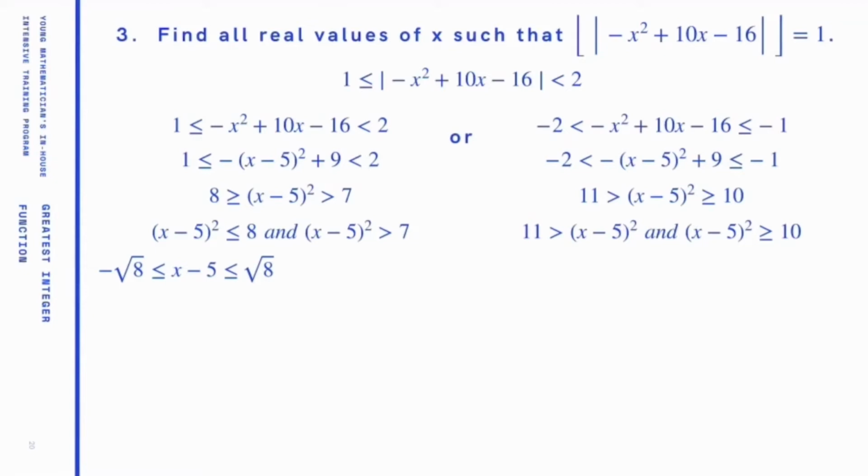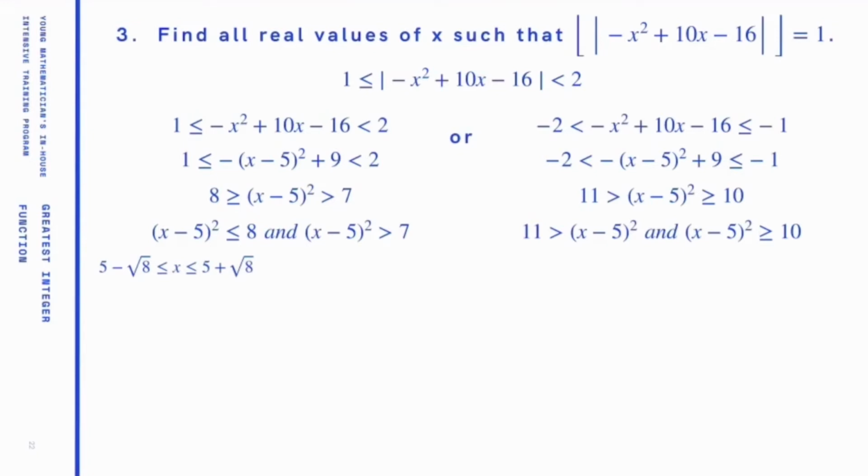Now, solving for x, that is by adding 5 to each part of the inequality, x is greater than or equal to 5 minus square root of 8, but less than or equal to 5 plus square root of 8. Now we park this to the side and solve for the next inequality, x minus 5 to the power of 2 is greater than 7.